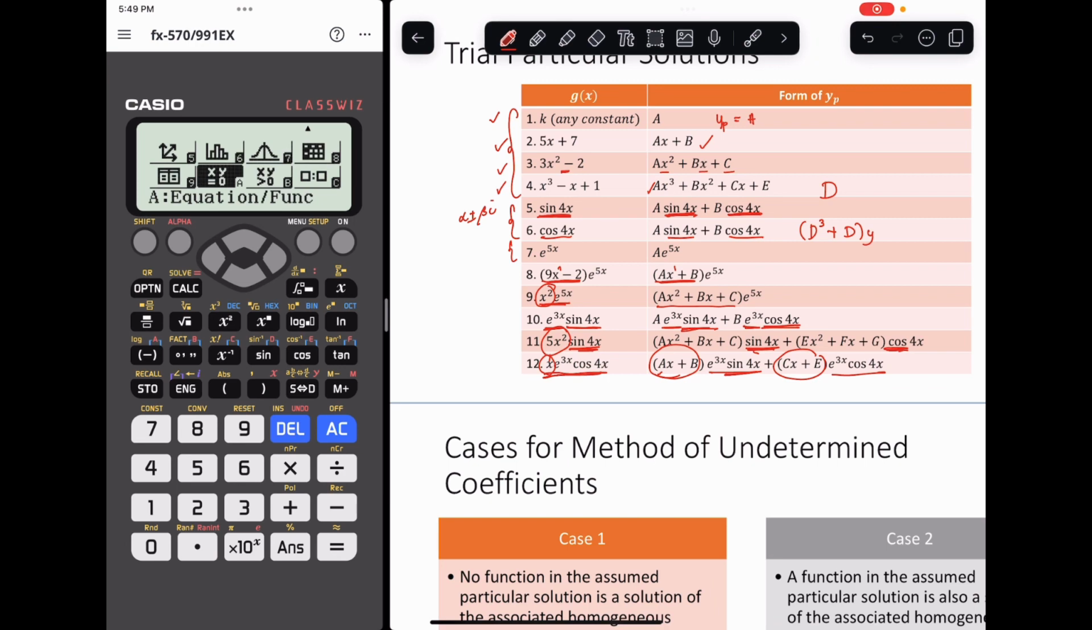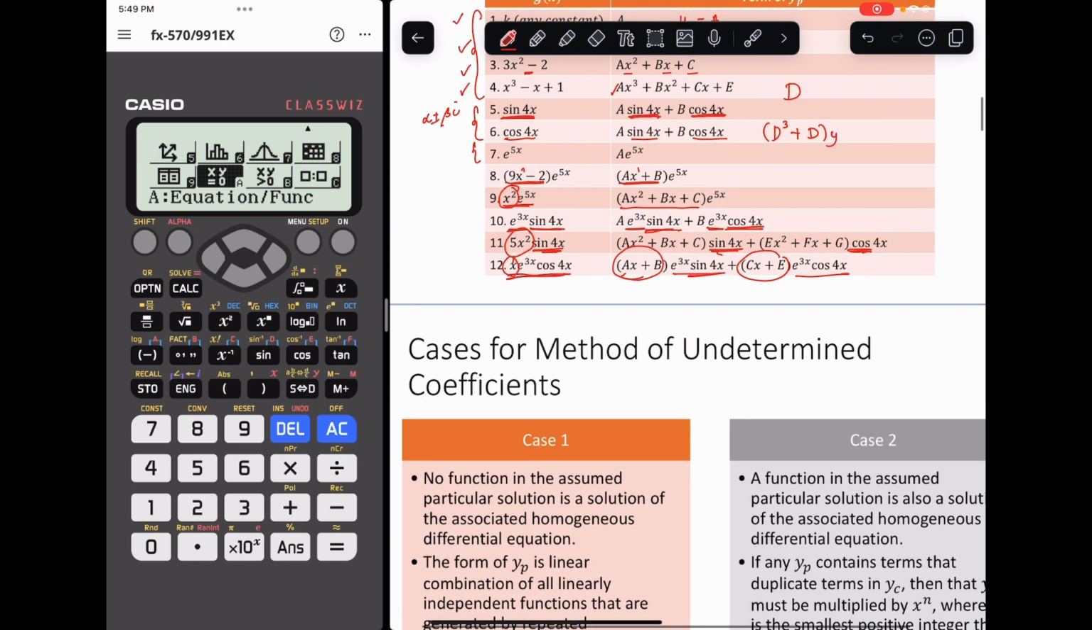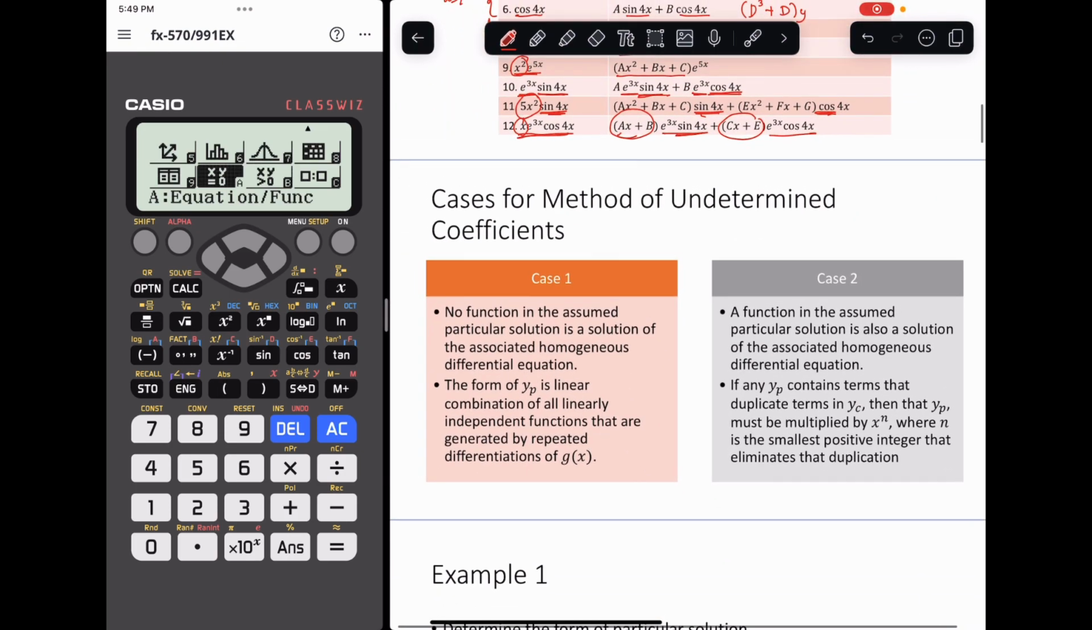In finding the trial particular solution of a non-homogeneous equation using the method of undetermined coefficients, if the function is not listed on this table, then this method is not applicable for that type of equation. Now let's proceed with the cases for the method of undetermined coefficients. For homogeneous equations, we have three cases. But for undetermined coefficients, we have two cases: the first case and the second case.